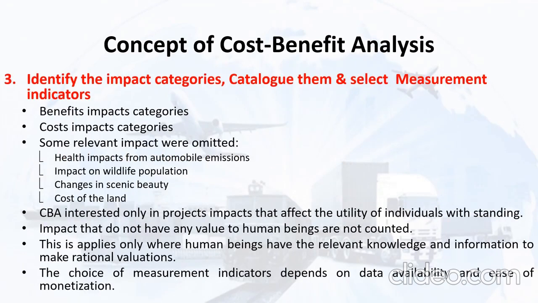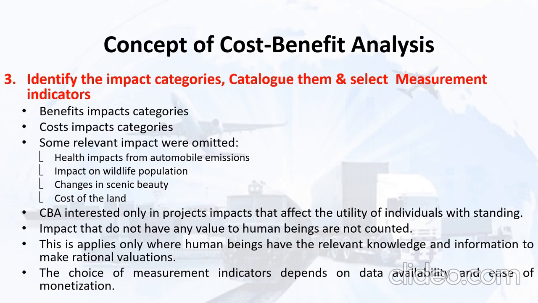Number 3, identify the impact categories, catalog them, and select measurement indicators. Benefit impact categories, mana kata kita sendiri yang wujudkan kategori kesan faedah tersebut. The cost impact category, the category for the cost, some relevant impacts were omitted. Ada sebahagian impact yang relevant pada impact kita dikecualikan. For example, here is health impact from automobile emissions, impact on wildlife populations, changes in scenic beauty, and cost of the land. Ini adalah antara impact yang kita kecualikan kerana dia memerlukan sesuatu yang more details to run the CBA.